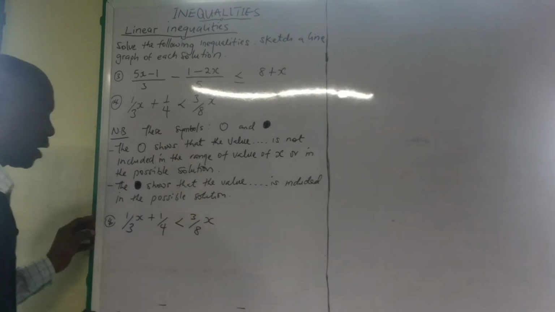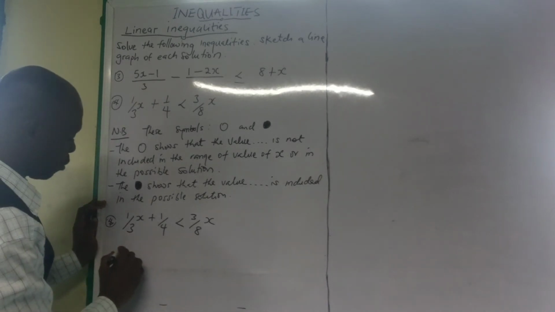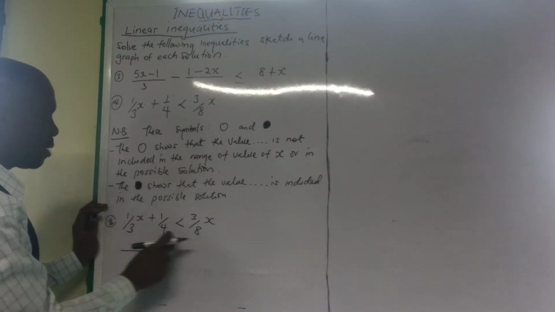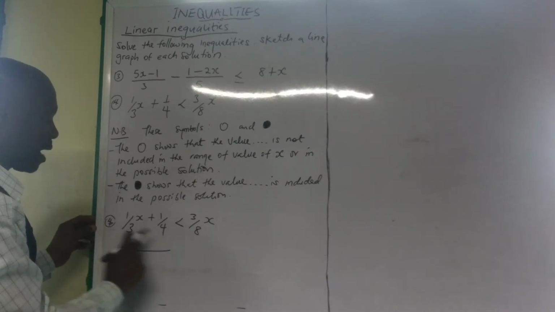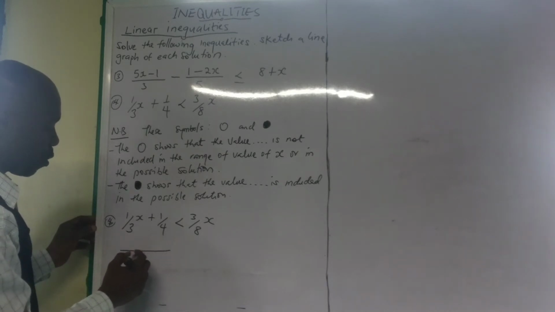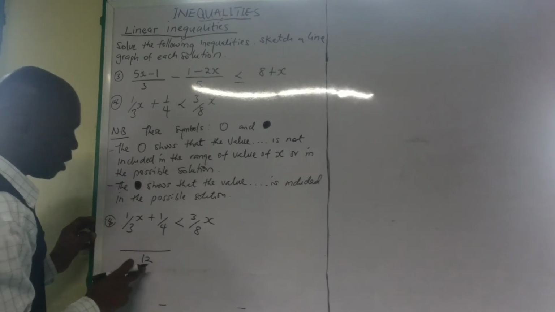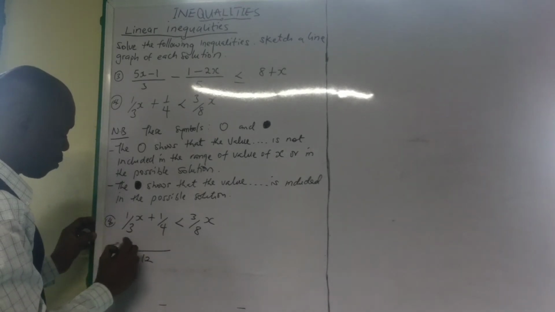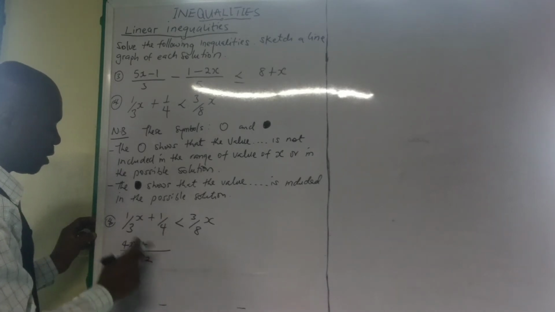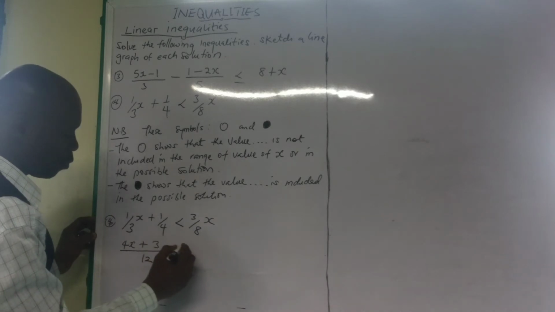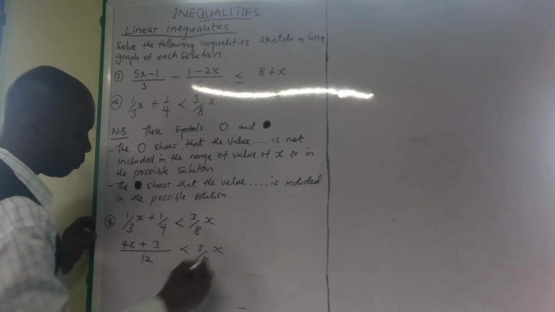So with this one now, let's leave this part first. Let's get the LCM of this one. So far they can't go in each other, so it's better we multiply. 3 times 4 is going to give us 12. So let's put 12 here. So you now say 3 in 12, 4. 4 times 1, 4x. Then plus sign here. 4 here, 3. 3 times 1, 3. So come back to less than 3 all over 8x.